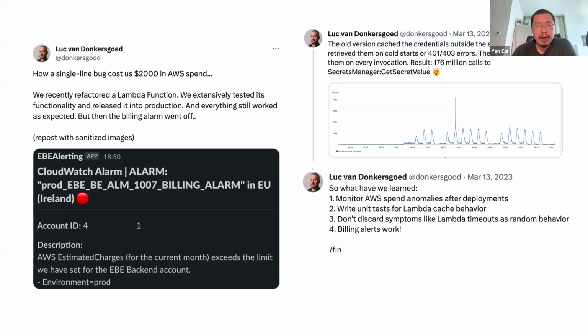Oftentimes when there are changes in the cost, as far as the accounting team is concerned, it might just be, oh, this is expected. So that's why, as a team owning your services, you should also always have some billing alarm around your account, so that when there's a problem, you are notified and can get it under control pretty quickly.